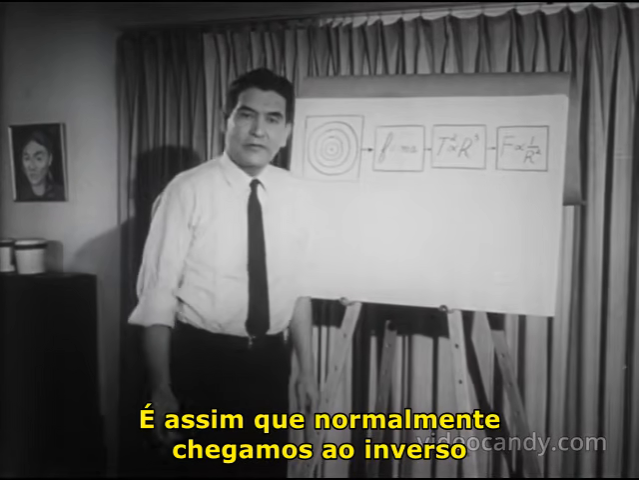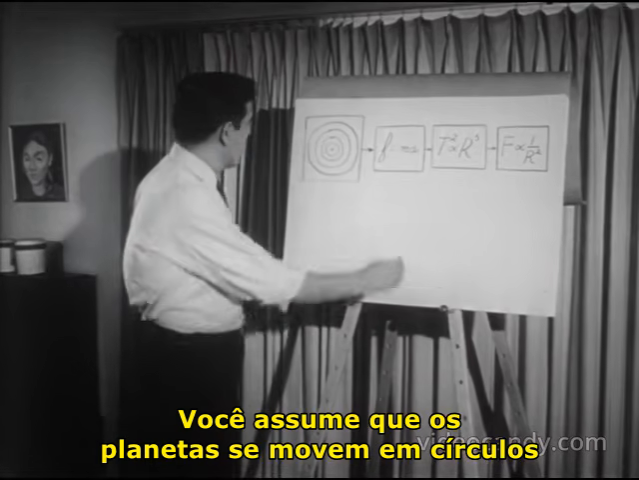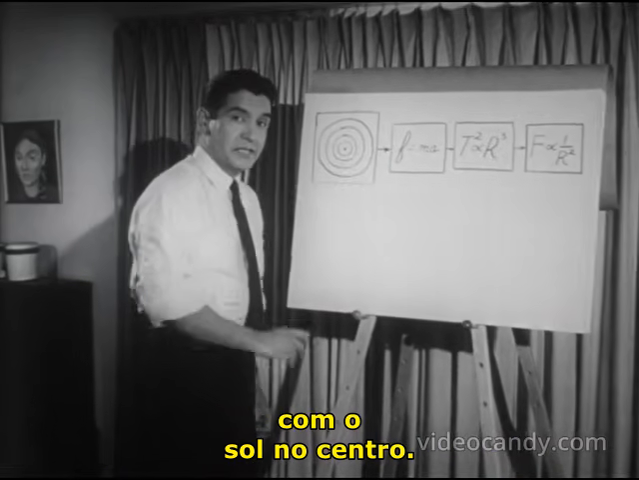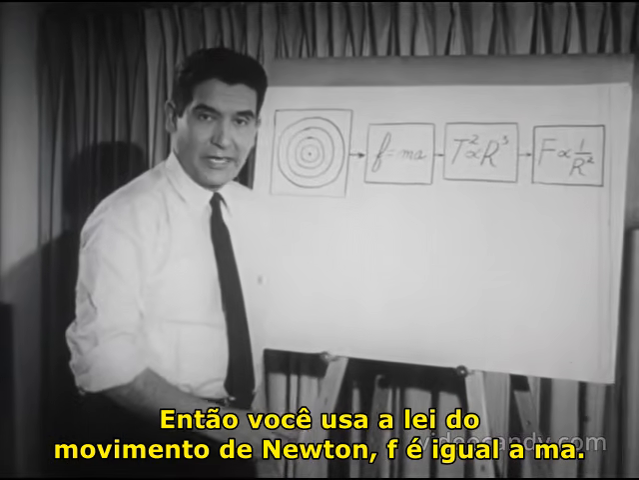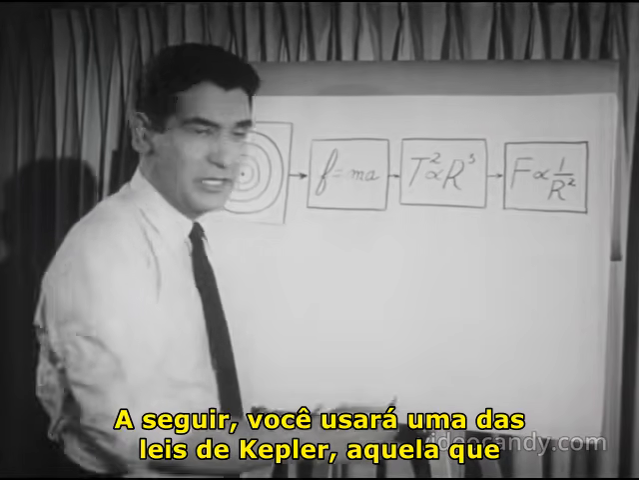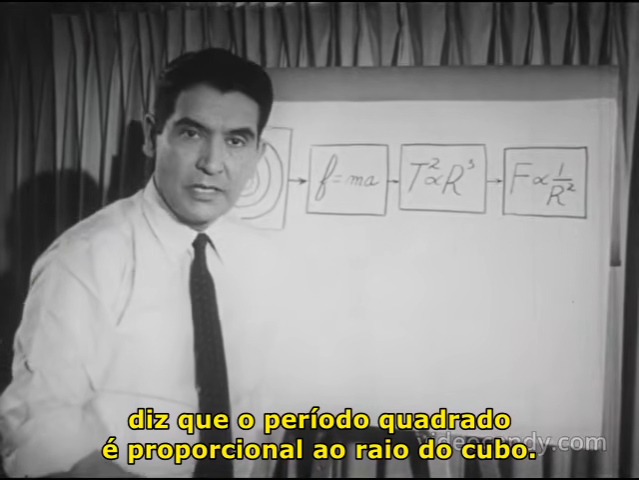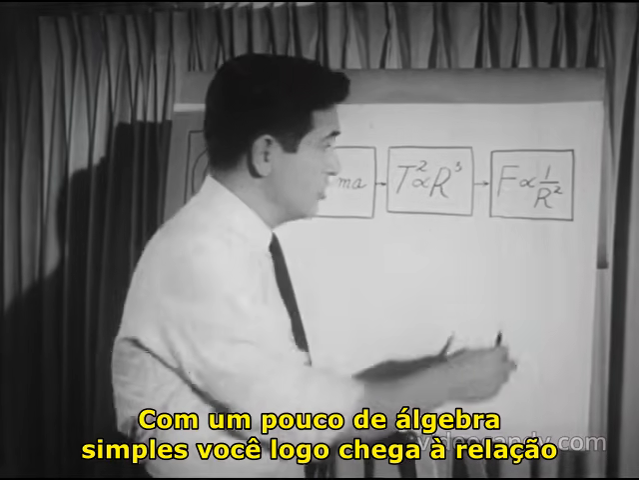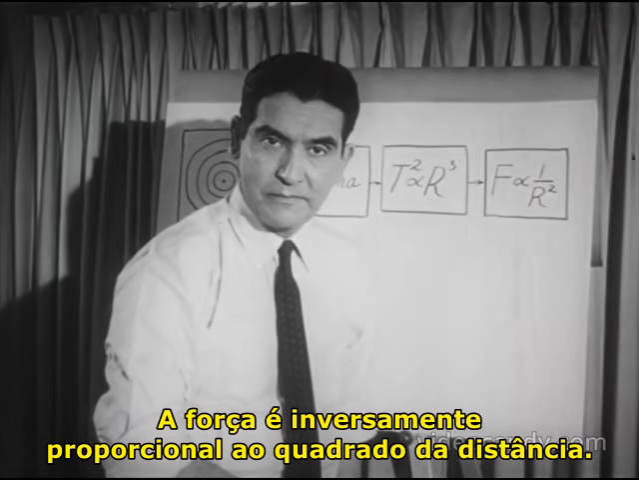This is the way we usually arrive at the inverse square law of gravitation. You assume that the planets move around in circles with the sun at the center. Then you use Newton's law of motion, F equals ma. Next, you use one of Kepler's laws, the one that says that the period squared is proportional to the radius cubed. Then, with a little simple algebra, you soon arrive at the relation that the force is inversely proportional to the square of the distance.